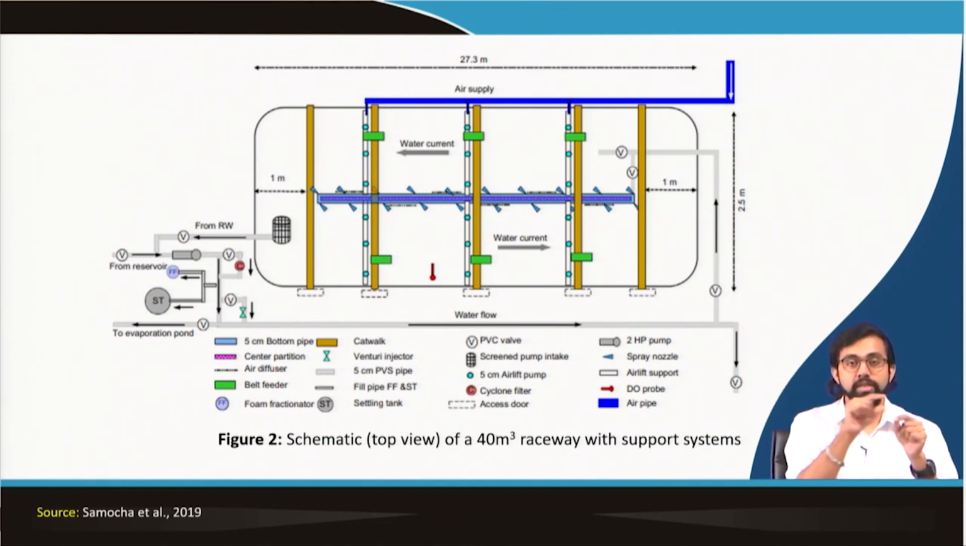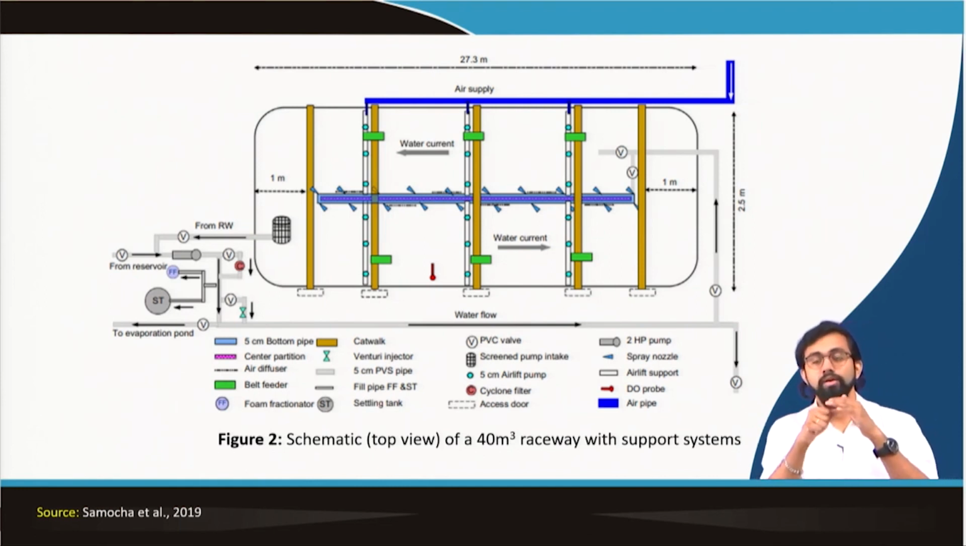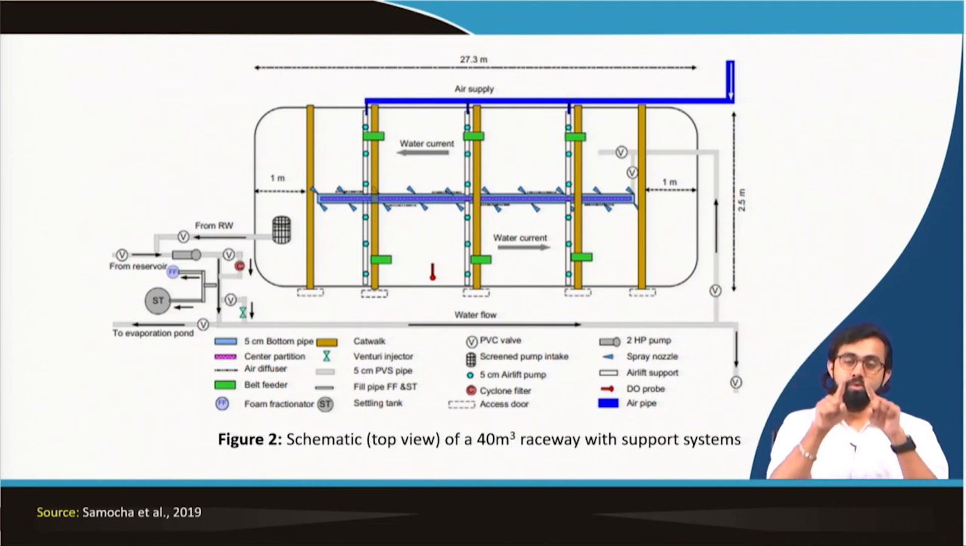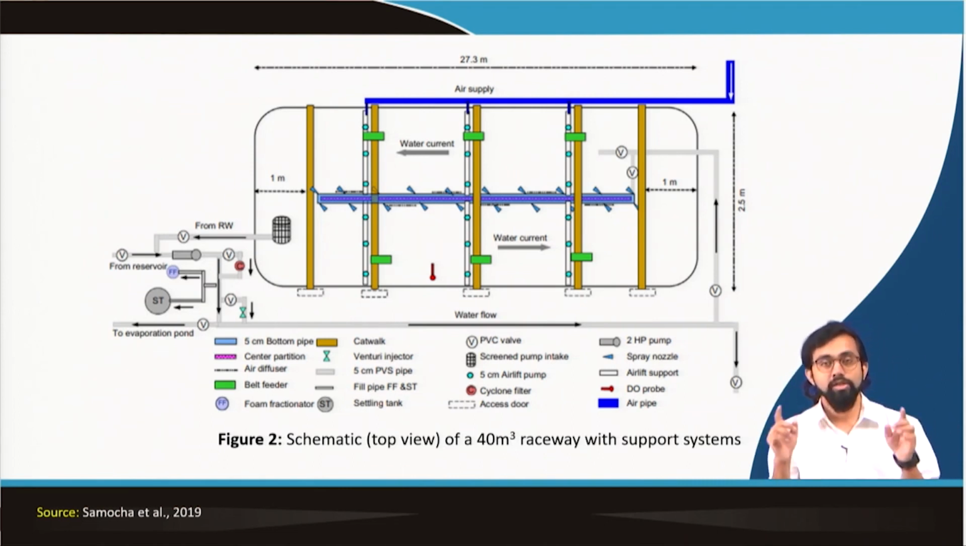This gray line is the 5 centimeter PVC pipe. Okay, it should be PVC, in general, I think. So where the V sign is, there are valves present, in order to redirect the flow of water to the systems. So when we design a raceway, we design it this way. This is a very standard practice of designing a raceway.